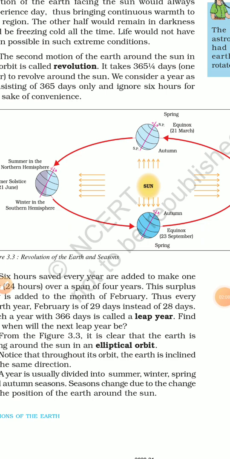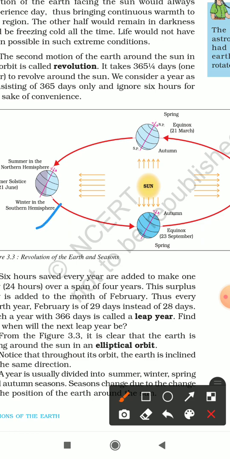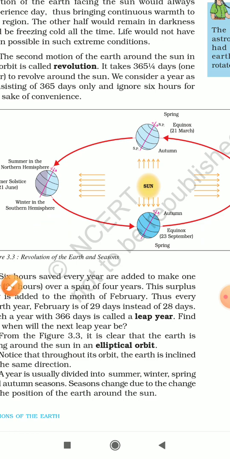Now let's look at figure 3.3 in our books. We will see that on June 21st, the northern hemisphere is tilted towards the Sun, as you can see in this picture. And we studied in the previous chapter that the areas on which the rays of the Sun fall directly receive a lot of heat from the Sun, and the areas where the rays of the Sun fall slanting receive very less heat of the Sun. So they are comparatively cold.